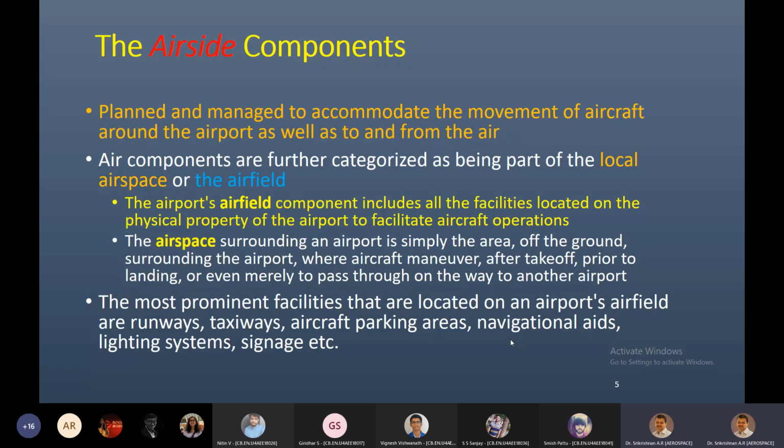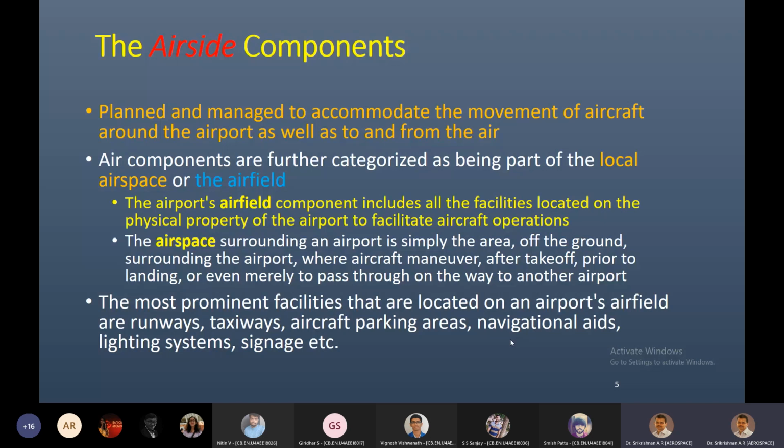Now, when we look at these operations, we can see that they can be conveniently categorized as operations pertaining to the airspace or the airfield. Airfield components conventionally include the facilities located on the physical property of the airport. It is like the hangar, the fueling station, anything that is associated physically to the airport on the air side. That area is referred to as the airfield. So the apron etc. is part of the airfield, and airspace, as we have just seen earlier, is where the aircraft take off to or they land from.